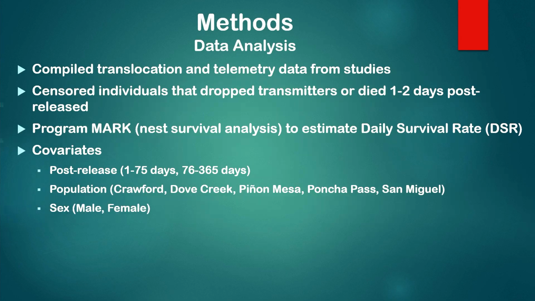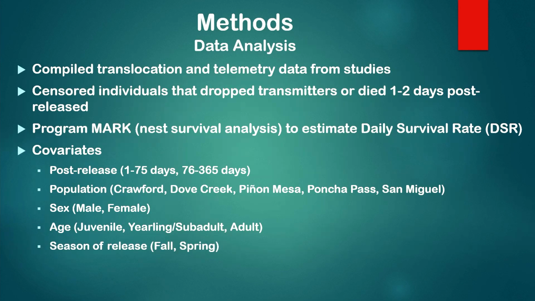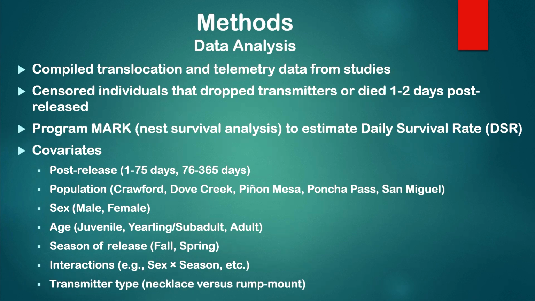sex, male or female, the age, juvenile, yearling or subadult, and adult, the season of the release, either fall or spring, and any interesting interactions that we thought were of value, and then the transmitter type. That was a separate model set that we looked at, necklace versus rump mount. So those were the covariates that went into our daily survival model.